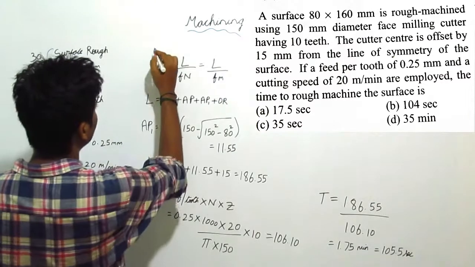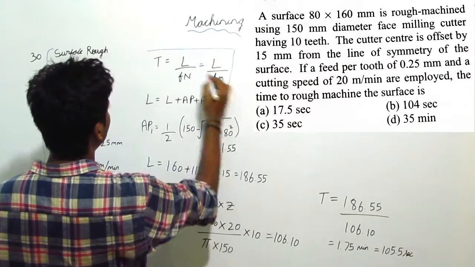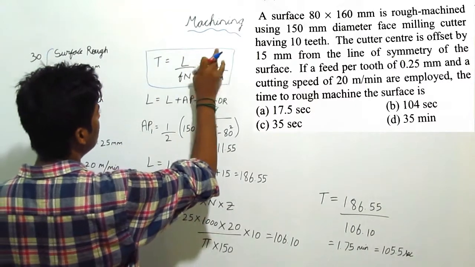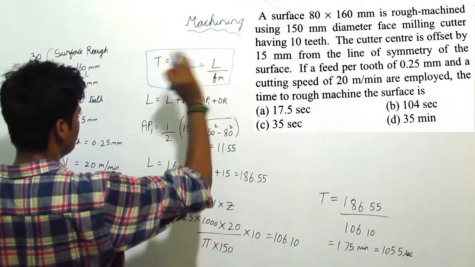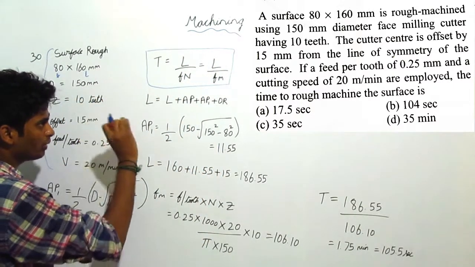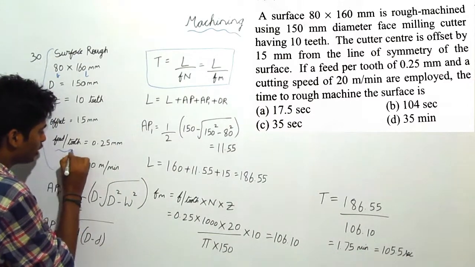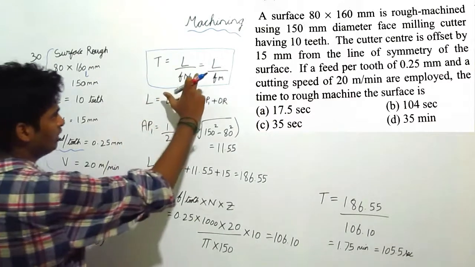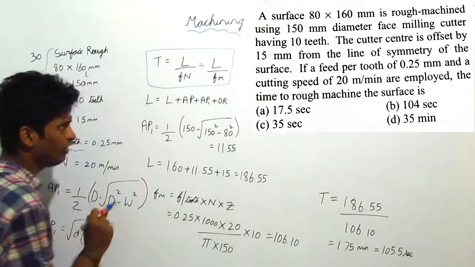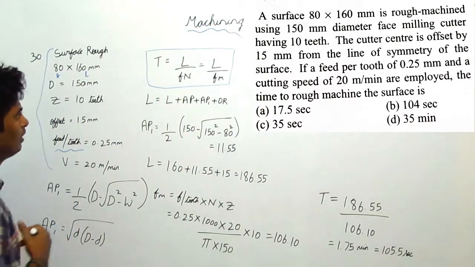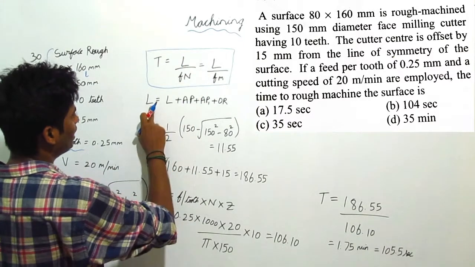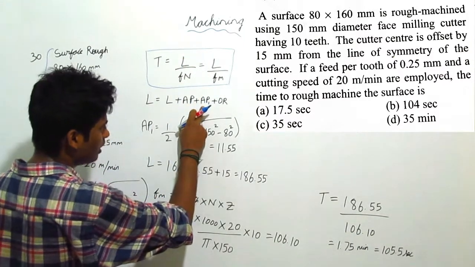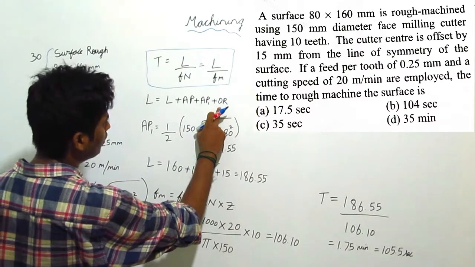We know that the time taken for this milling operation is T equal to L by Fm, that is machine feed. The feed value given in the problem is feed per tooth, but in this formula it is machine feed or table feed. So total length is L plus AP plus the compulsory approach, that is AP1, plus overtravel OR.